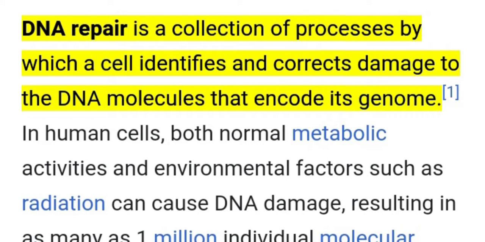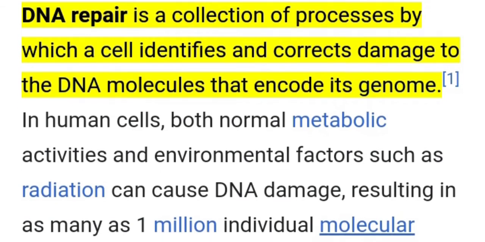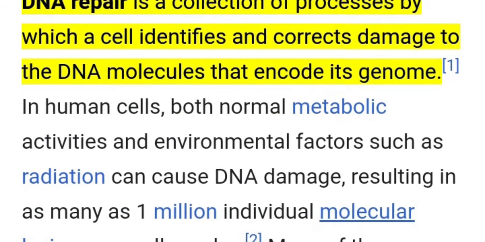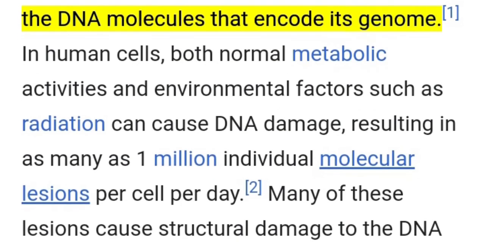So DNA repair is a collection of processes accomplished by various proteins and enzymes, by which a cell will identify the damage, where the damage occurs within the DNA, and then rectifies and corrects the damage to the DNA molecules that encodes its genome.